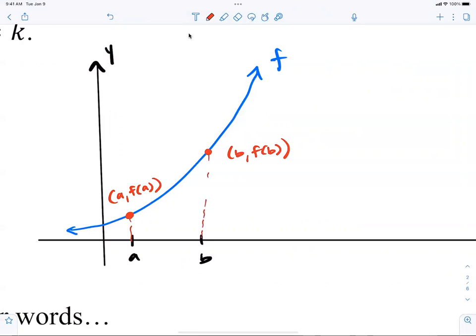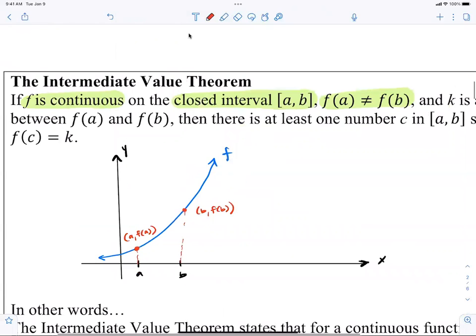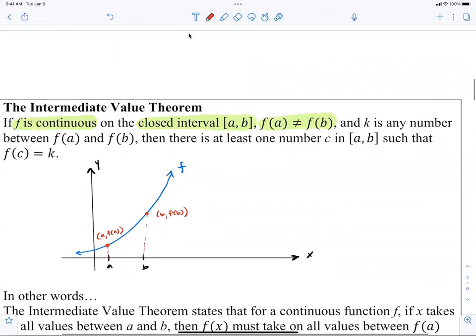So on the closed interval from A to B, f is continuous. And the function values at the endpoints are different. So the intermediate value theorem here would apply. And what the intermediate value theorem says is that k is a value between f of A and f of B. So k can be greater than f of A and less than f of B, but k could also just be greater than f of B and less than f of A. It's just a value that's between f of A and f of B.